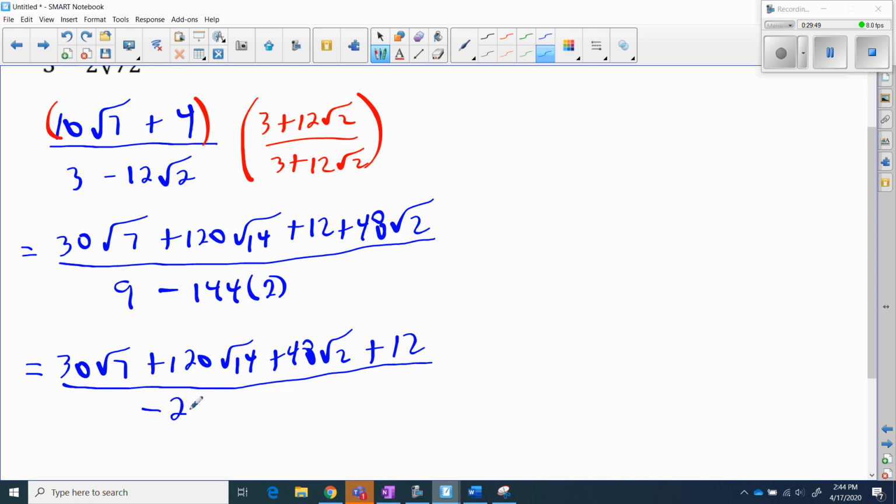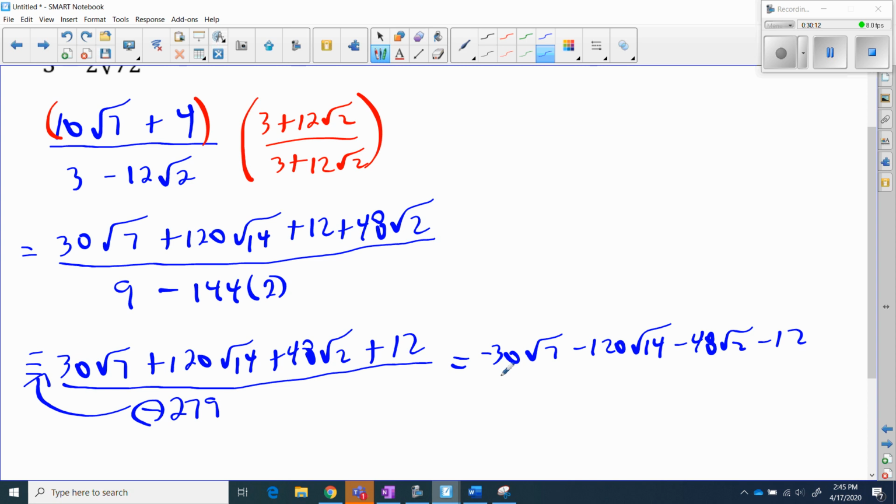And like the last one, I'm not real crazy about negatives in the denominator. So we're going to take that, push it here, and it's going to go all the way through each one of these. Negative 30 radical 7, negative 120 radical 2. And then I'll make that positive.